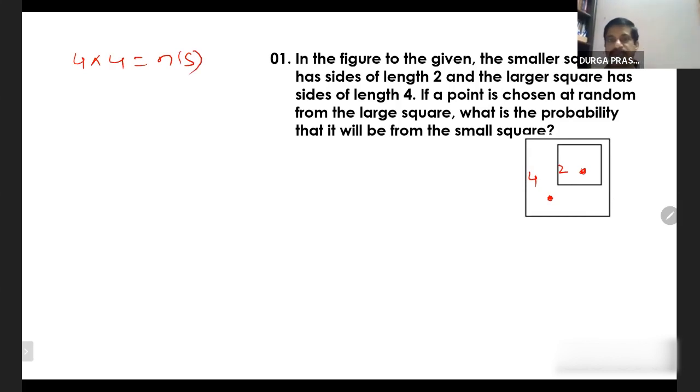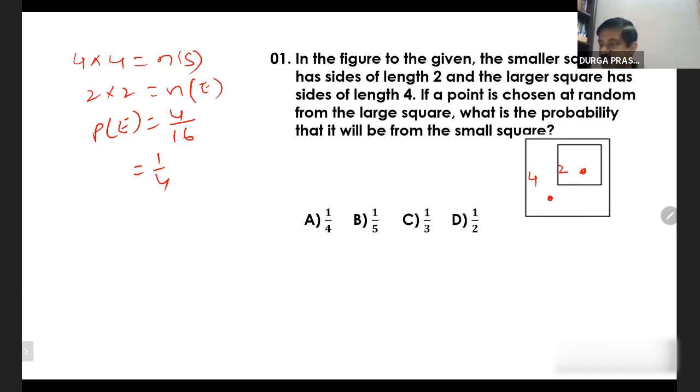So what is the favorable event? The point is in the smaller square. The possible area is the area of the smaller square. So that is n of E, which becomes 2 into 2. Now what is P of E? 4 by 16, so that is 1 by 4. So a 1/4 probability is the probability that the point chosen lies in the smaller square.